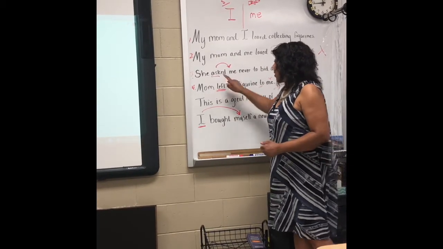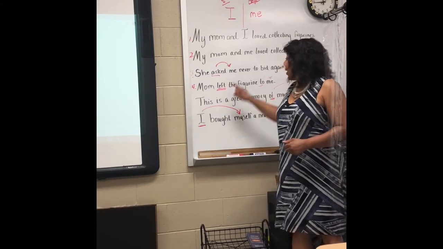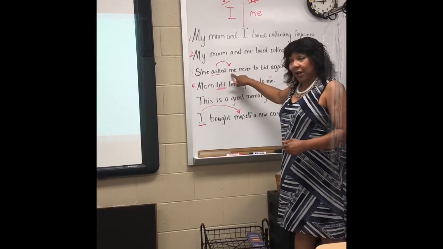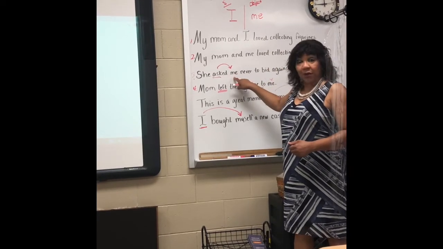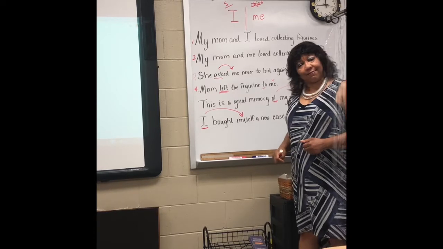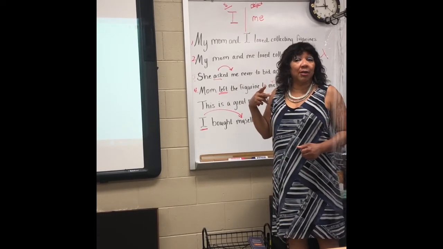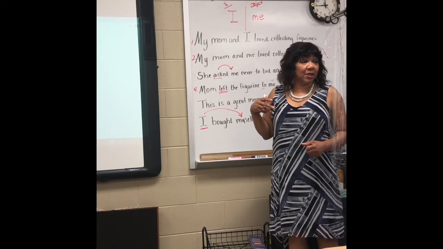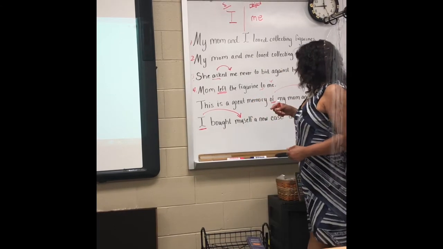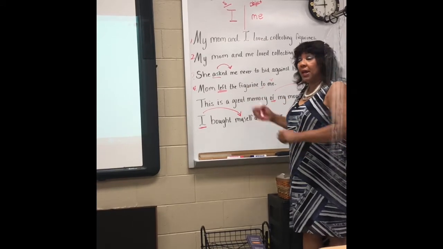Sentence number 3. She asked me never to bid against her again. Again, see, me comes after the verb, okay? So it's not going to say she asked I. No. Because I is always the what? Subject of the sentence. Me is never the subject of the sentence, okay? Number 4. Mom left the figurine to me.